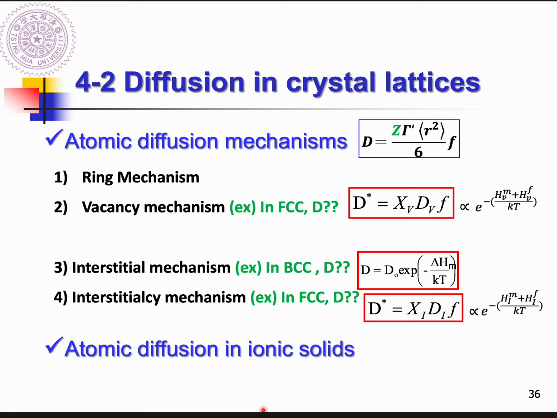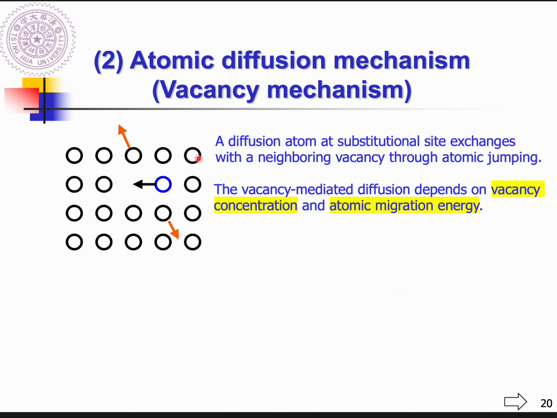A quick review for the definition. The vacancy mechanism is that we have the host atom, the same type of host atom, and this host atom is also a diffusing atom. There's a vacancy nearby this diffusing host atom. As long as this host atom has sufficient energy to overcome the energy barrier, it can make a successful jump into the vacancy, right?